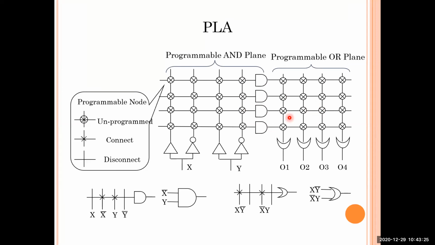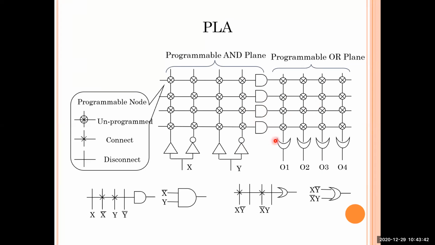A PLA works basically on these two types of planes, that is an AND plane and an OR plane. So in this way we can write any kind of PLA, and we can draw a PLA for any n number of Boolean equations.